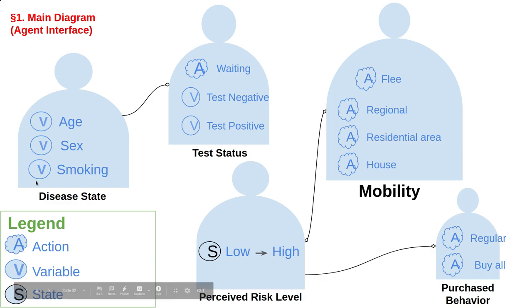So we have individuals recognized as being distinguished by age, by sex, and reflective of the high dangers associated with it, by smoking status, by test status, mobility, purchasing behavior, and perception of risk.